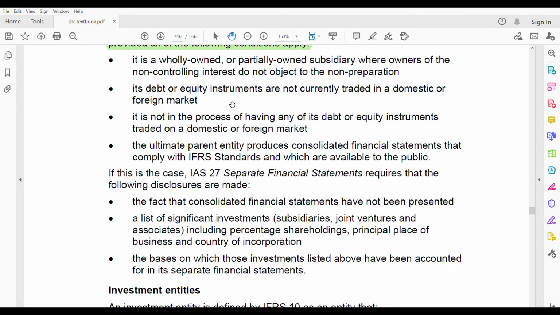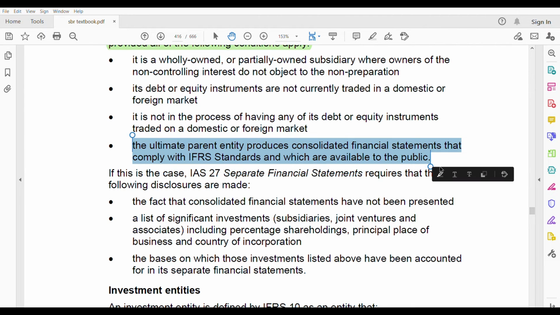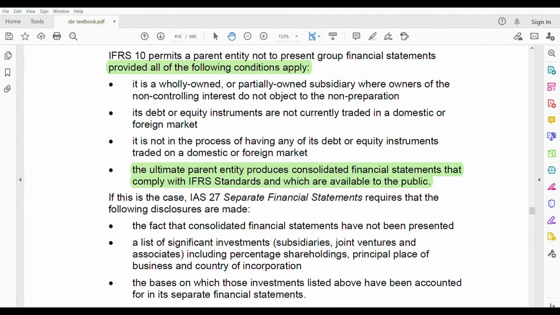Ultimate parent entity produces consolidated financial statements that comply with IFRS standards and which are made available to the public. Okay, this last line is not very clear, because here they are talking about making consolidated financial statements. So this means that if it is made available to the public, you have to make consolidated financial statements, right? It's not a condition that you cannot present financial statements. That is separate. So these three are the conditions. The first three.